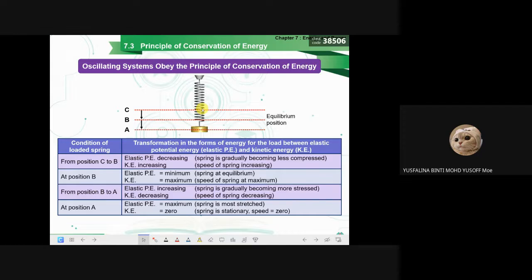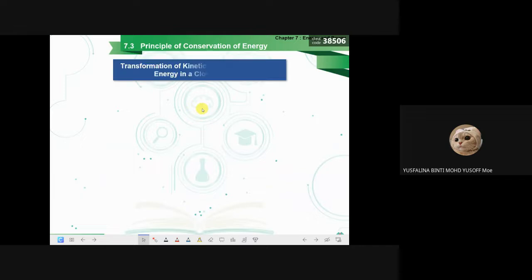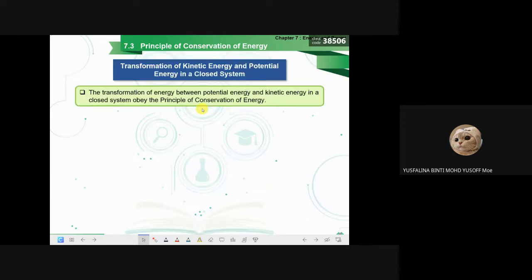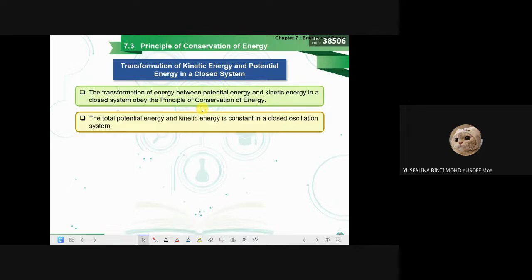So you need to be able to describe, for each position, what happened, and also during the transition between A to B, B to C, right? So you need to know how to explain the transformation of energy between potential energy and kinetic energy in a closed system. What does it mean by closed system? It means there is no outside force, no force coming from the outside, only the gravitational potential energy and the kinetic energy. So it obeys the principle of conservation of energy. So the total potential energy and kinetic energy is constant in the closed oscillation system.